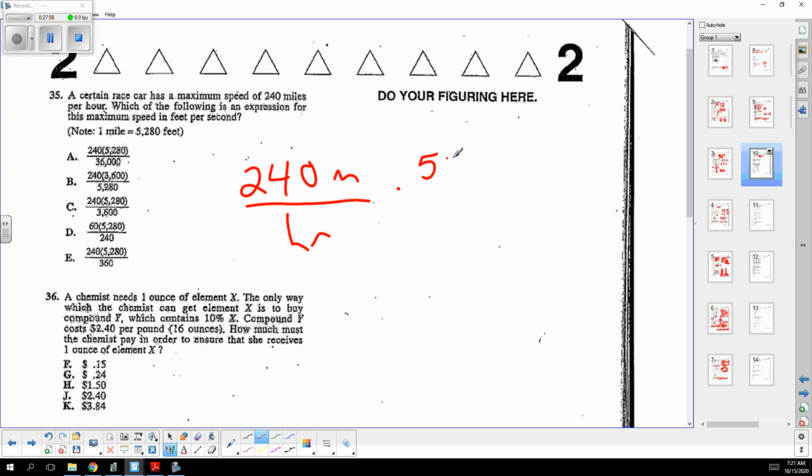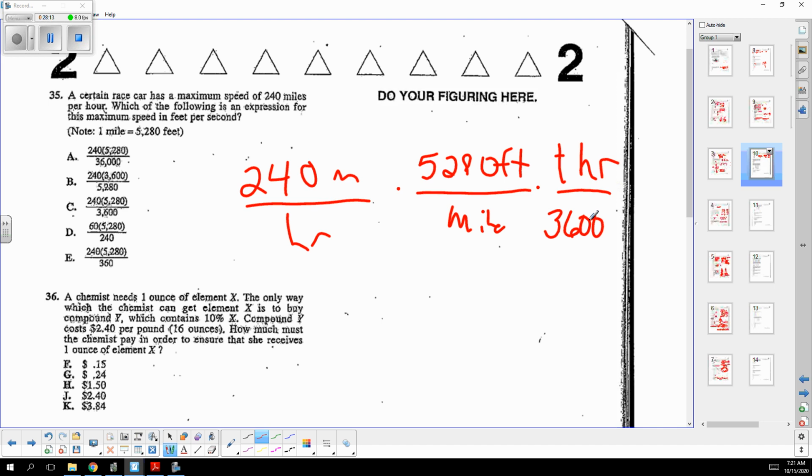It's 240 miles per hour, and you have to convert that to feet. Well, there's 5,280 feet in a mile, and there's 60 minutes in an hour. So 1 hour is 60 times 60 seconds. So you multiply them both, and there's your answer. 240 and 5,280 are on top, and 3,600 is on the bottom. Which answer is that? It is C. They got them all the same.